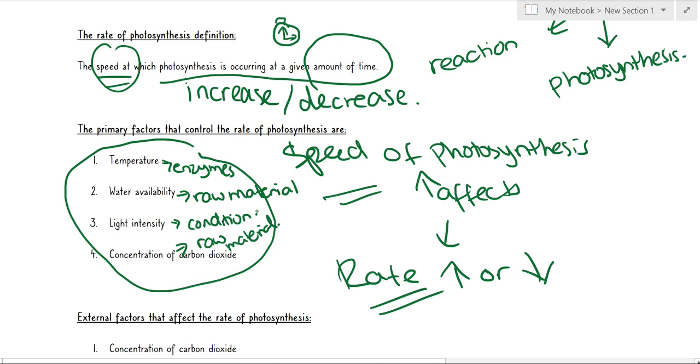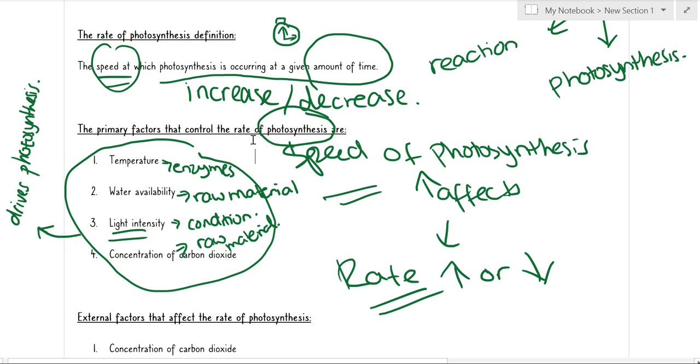Even though it is not a raw material, it is how much energy. So light intensity, what it does is that it drives photosynthesis. So it means that if there is that much light energy, then that is how much energy can actually speed up this photosynthesis process. So it gives the ability for photosynthesis to occur in the first place. So without light, photosynthesis will not happen.